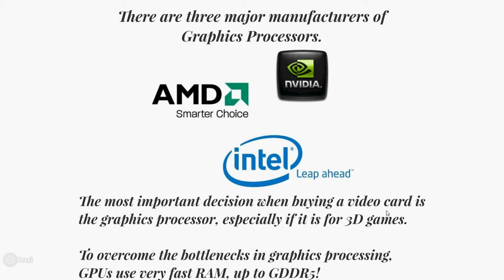The most important decision when buying a video card is the graphics processor, especially if it's going to be used for 3D games. To overcome the bottlenecks in graphics processing, GPUs use very fast memory, up to GDDR5.